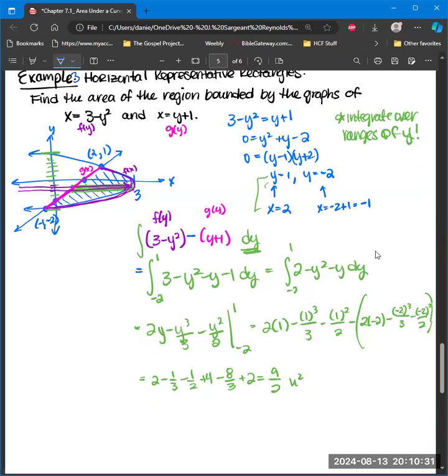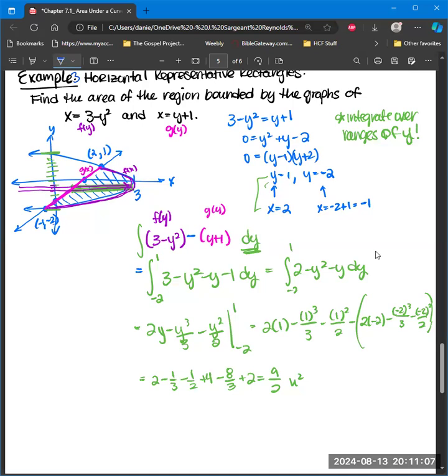over ranges of y. So let's again set the functions equal to each other. They're both equal to x. Set the function of y part equal to each other. 3 minus y squared equals y plus 1. Bring everything over to the right-hand side: y squared plus y minus 2. And we factor y minus 1, y plus 2, which gives us y equals positive 1 or y equals -2. So y is -2 and y is a positive 1 there.